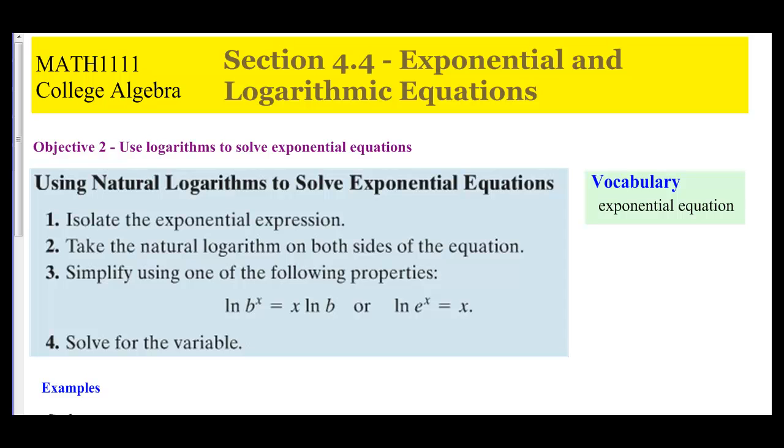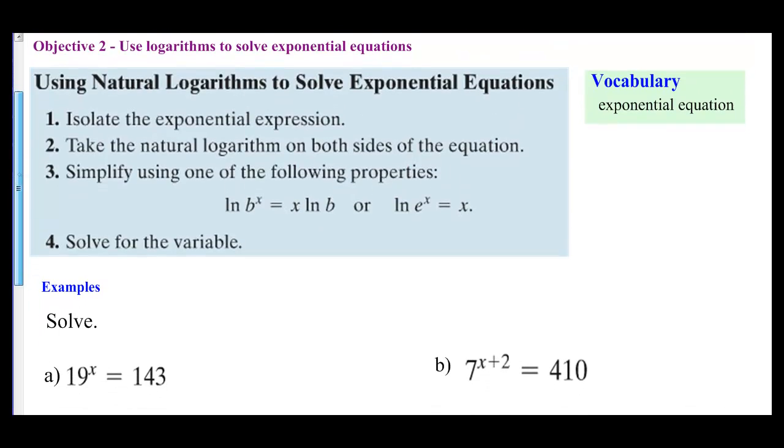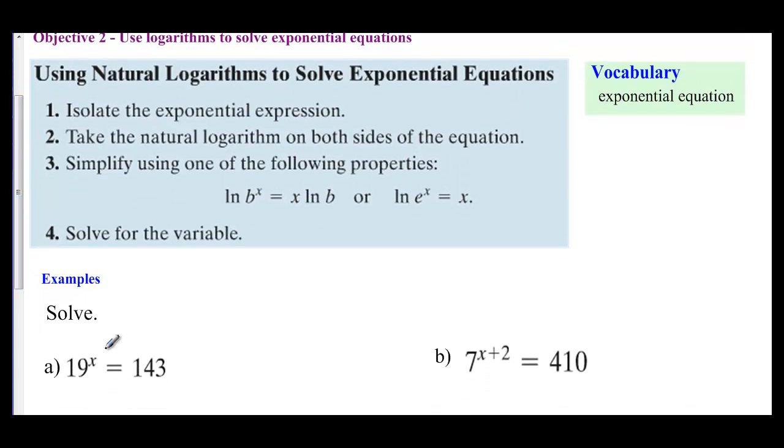All right, so sometimes we're not going to have the same base on both sides, or we're not going to be able to rewrite both sides with the same base. For example, on A, we have 19 to the x power equals 143. 143 is not a power of 19. So we can use logarithms, and we're going to choose to use natural logarithms, or ln, so that we can get the exponent down.